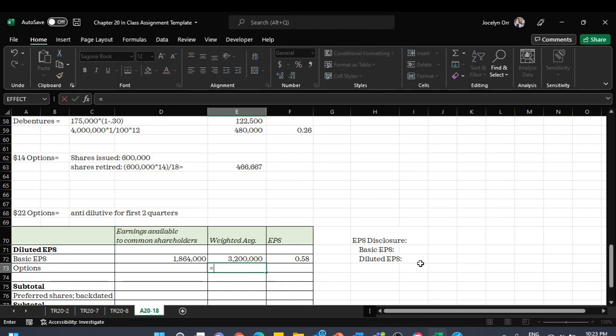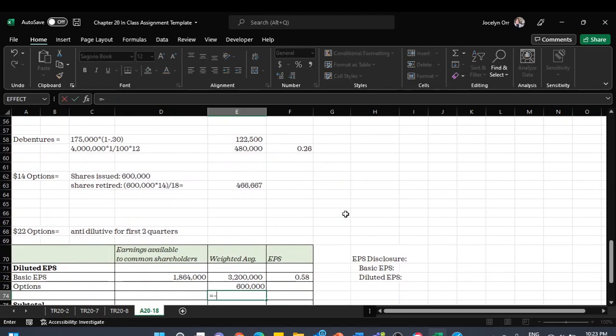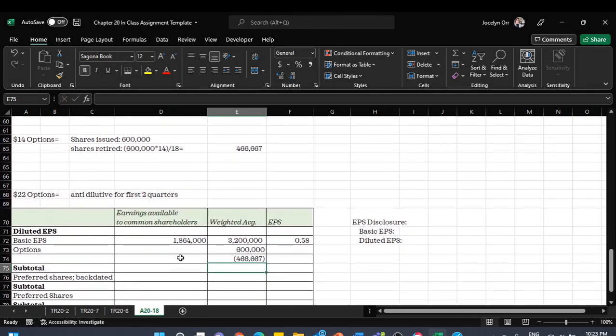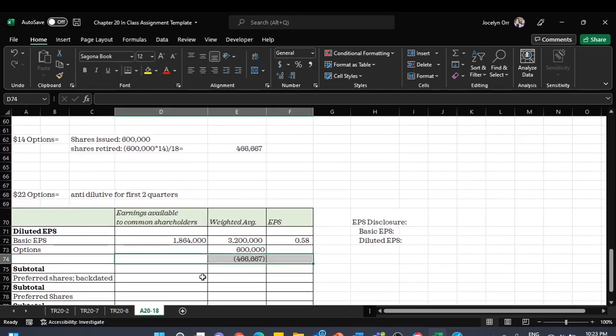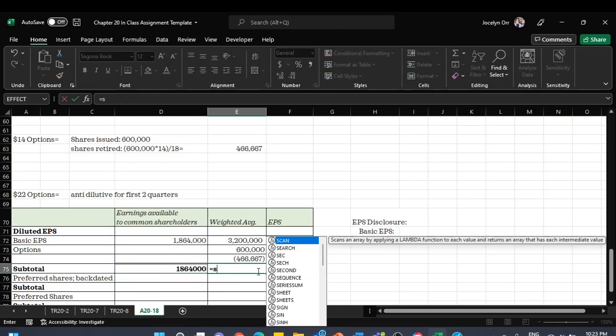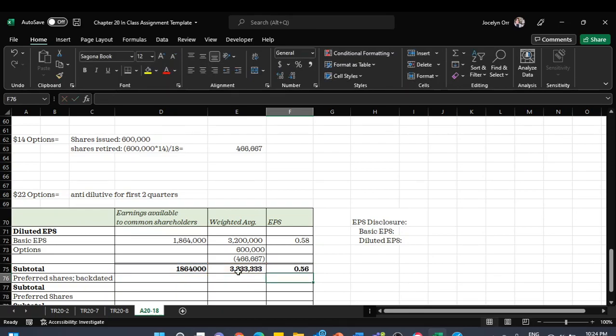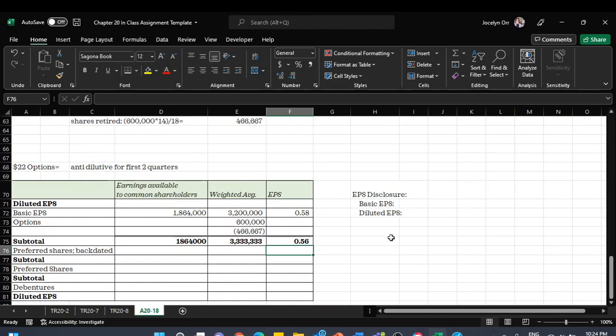If the options were exercised, it would add in an additional 600,000 shares, but we would retire 466,667 of those. Okay. So after each individual component, we do a subtotal. Our numerator, again, did not change, but our denominator did change. Calculating our new EPS, we now have 0.56.